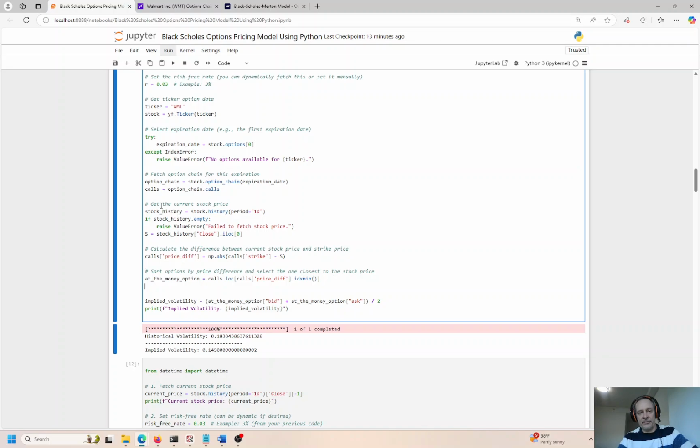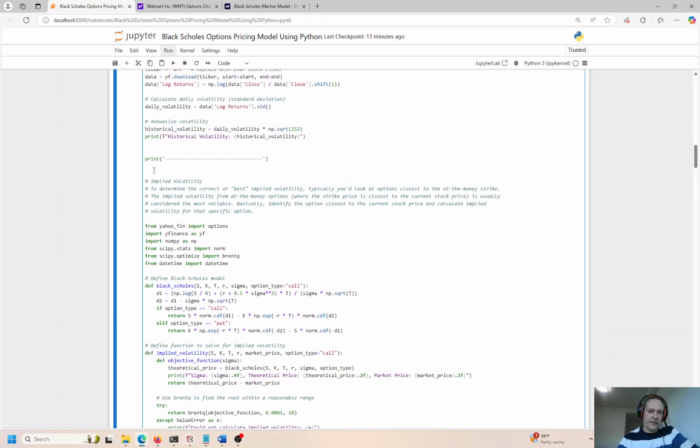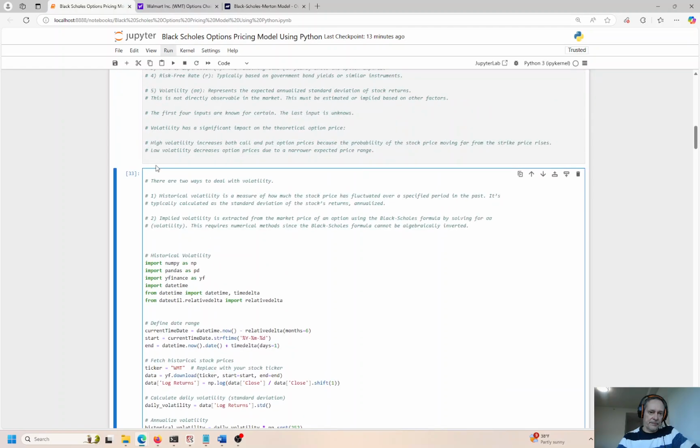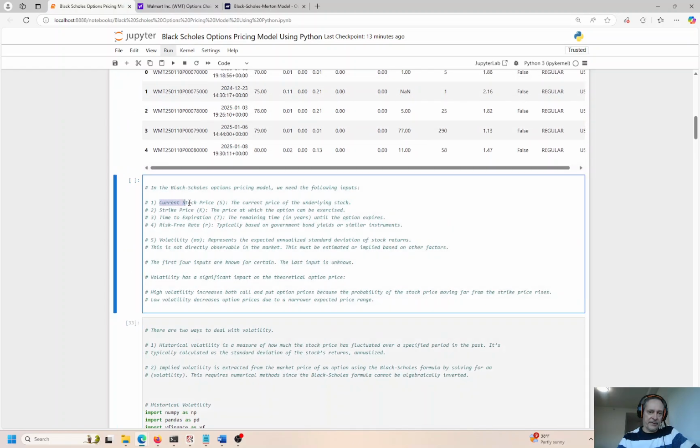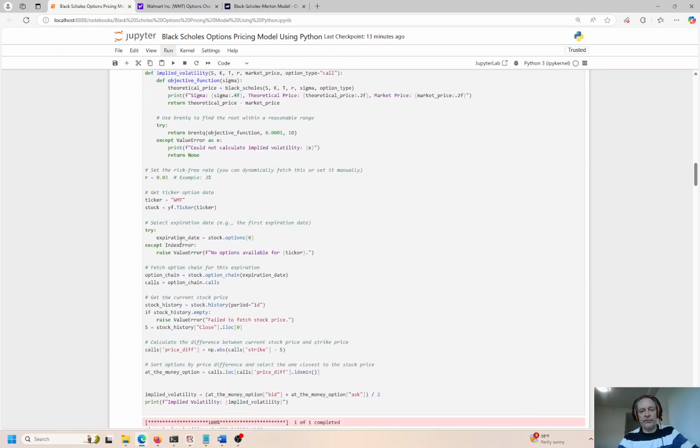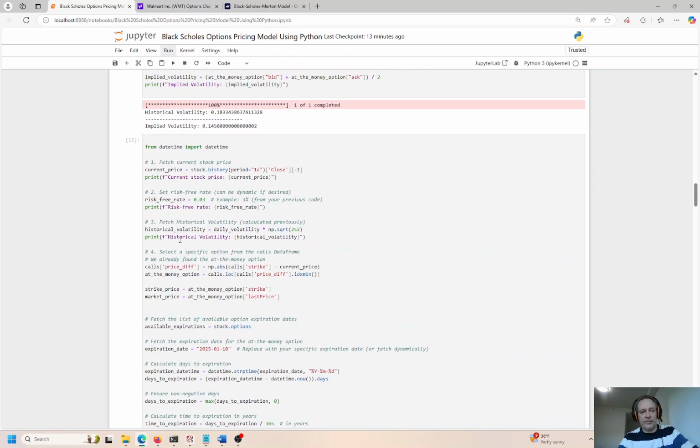So now we have 5 of the 5 that we need to solve this equation, right? This was given, remember: current stock price, strike price, that's a given, time to expiration, or time to maturity, basically the same thing. Officially it's expiration. Then the risk-free rate, and then volatility, and we have the historical and the implied, right? So now we have all 5. We can go ahead and solve our problem.